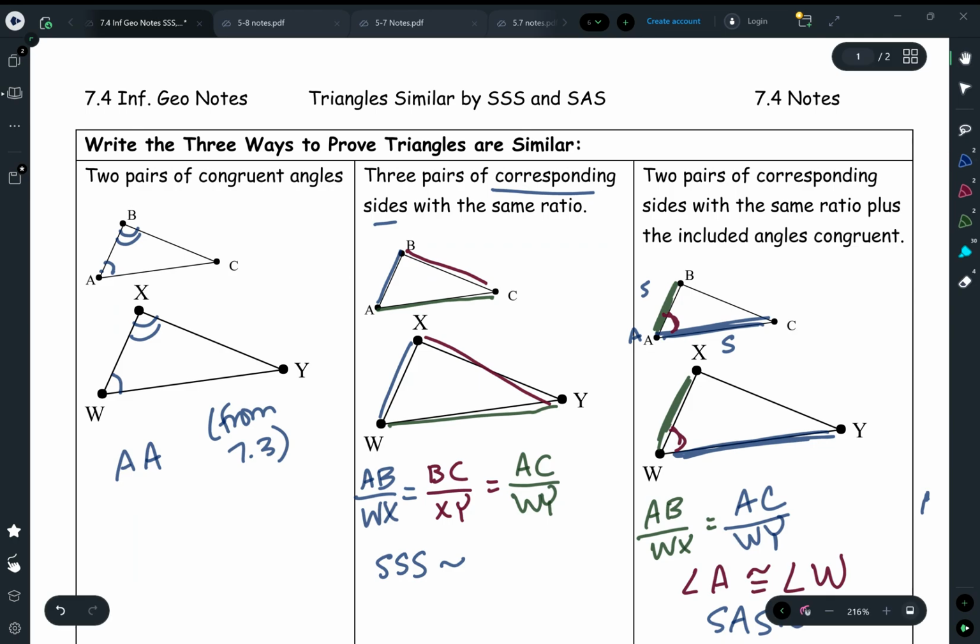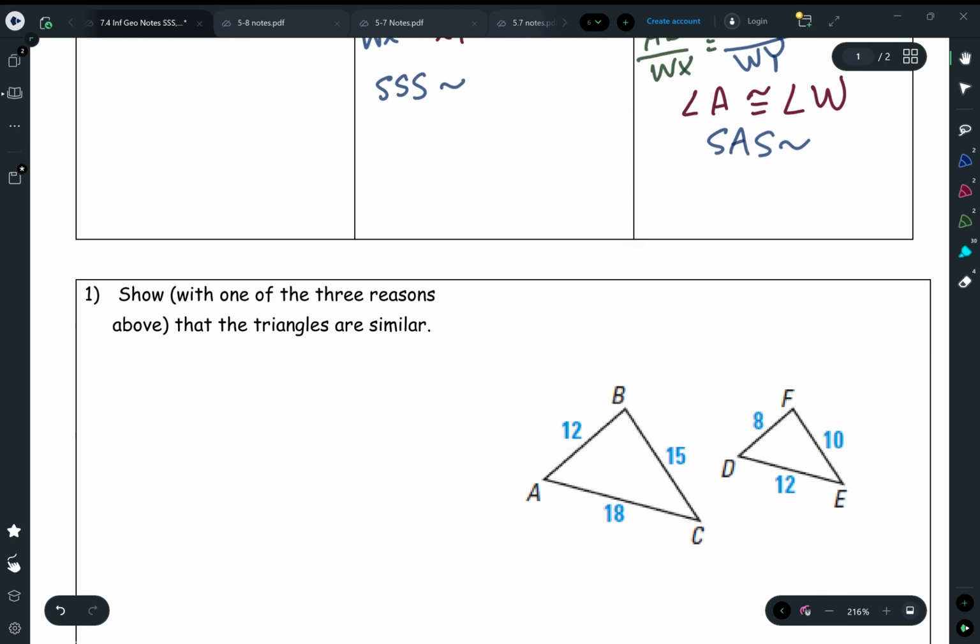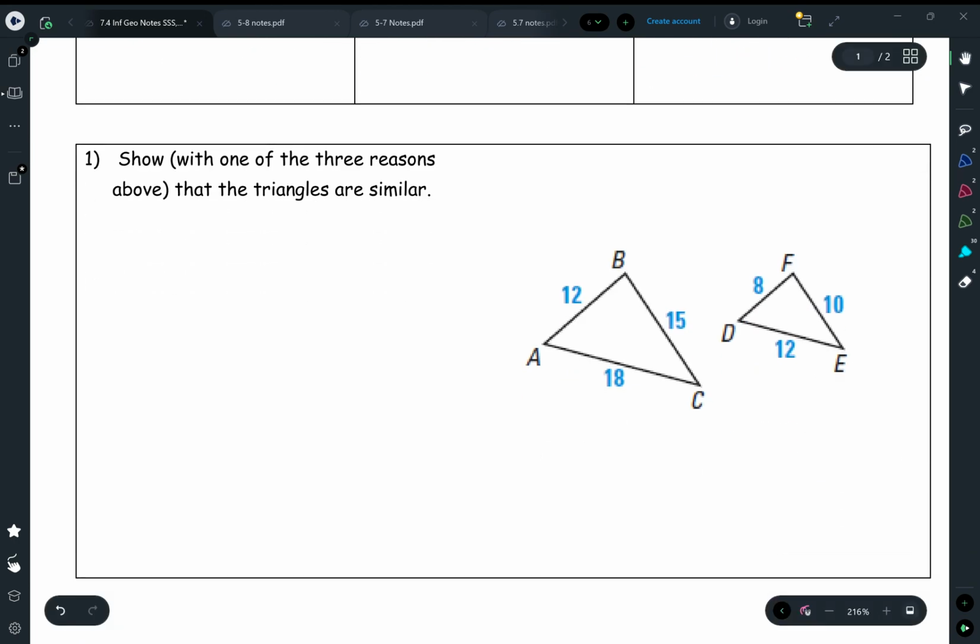So all of our examples today are really just, do we have similar triangles and why? So this is what we're going to investigate. In the first one, all they give us is three sides. There are no angles. So I have to see, is it side similarity? That's what I'm checking for. So I need to see, do all three pairs of sides have the same ratio? Let's check our corresponding sides.